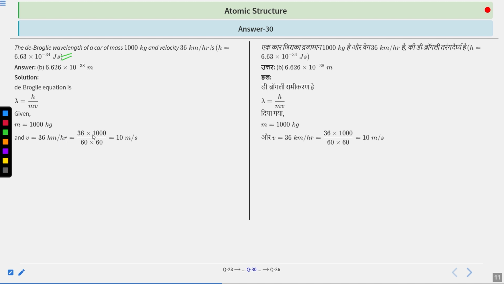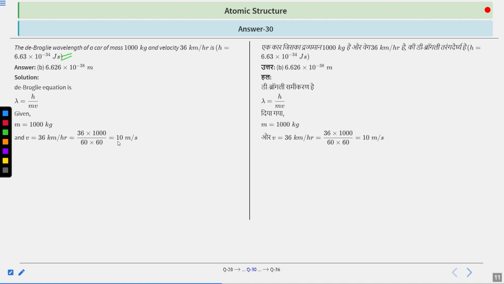Kilometer into meter is simply multiplied by 1000, so that will give you meters. Now the hour is in the denominator, and 1 hour is equal to 60 into 60 seconds. Therefore, we divide this by 60 into 60. So 36 into 1000 by 60 into 60 will give you 10 meter per second. So this is the velocity.